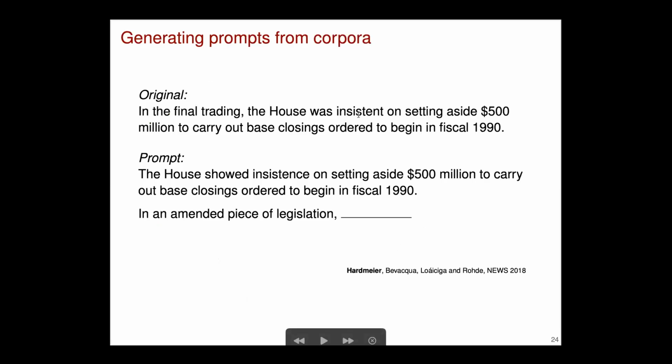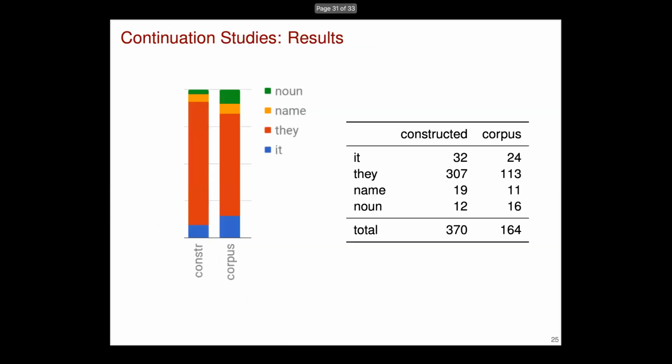So here you can see a sentence that we find in a corpus, and this is the thing that we showed to the participants. It's very, very lightly edited. We just shortened it a little bit, because usually the corpus sentences are a bit too complicated. So we simplified them a little bit and we came up with a prompt. But otherwise, it's basically the same as we had before.